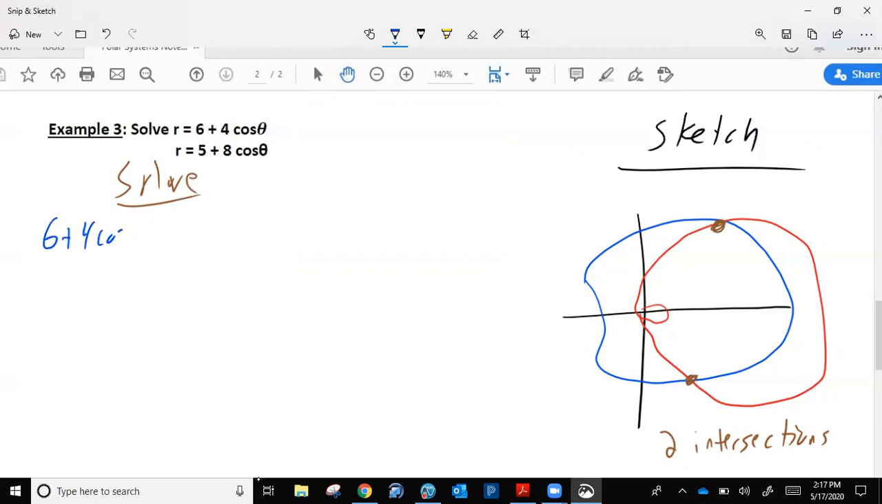6 plus 4 cosine of theta needs to equal 5 plus 8 cosine of theta. Let's move the 5 over to get the constant terms together. 1 plus 4 cosine of theta is 8 cosine. Let's move the cosines together. So subtract the 4 cosine to the right side. 1 equals 4 cosine of theta.